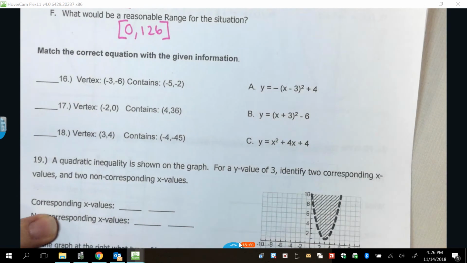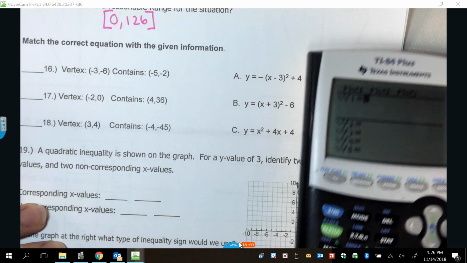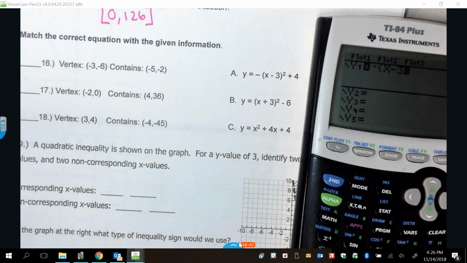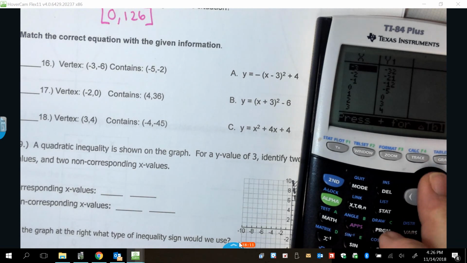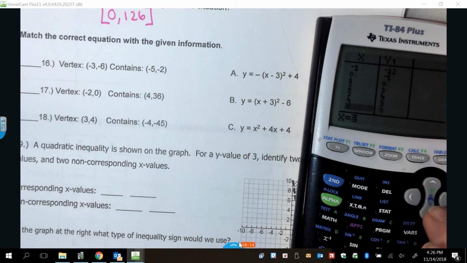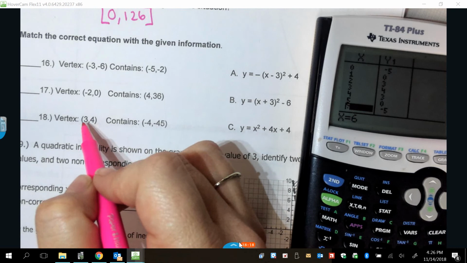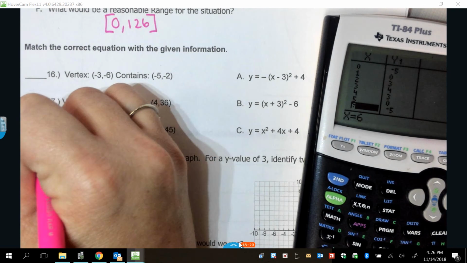Here, guys, this is the calculator. You're given equations. Let's type them in. Negative (x minus 3) squared plus 4. Second graph, I'm looking for my vertex. So I need to find my rainbow, which is here. So 3, 4. This is the only one with 3, 4. So this is A.